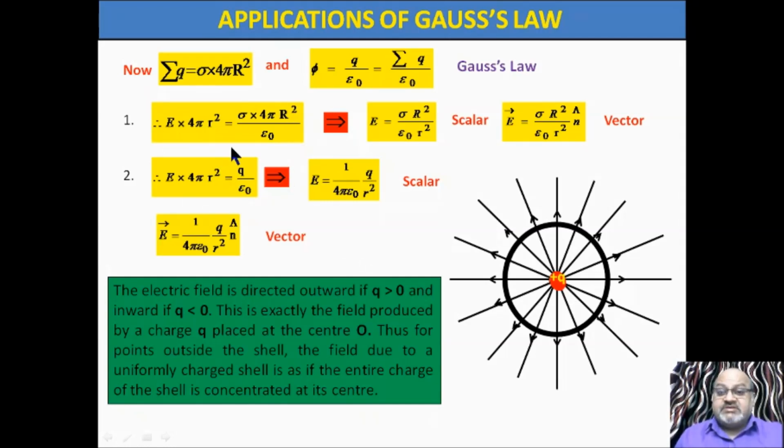In this case it is the same, but the position of the charge is different. The two cases have similarity in their character, property wise, but the placement of charge is different in both cases. So in this case of a uniformly charged shell, the entire field is like that, as if the entire charge of the shell is concentrated at its center.